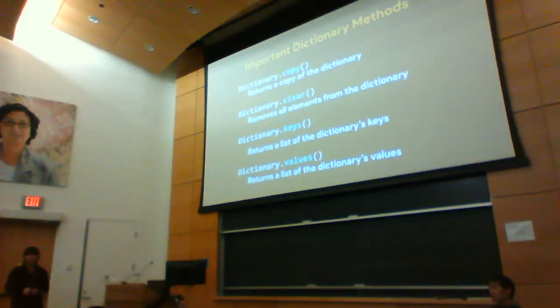What if you have repeat values? If you have keys with the same value, it'll show up. They're not unique. Oh yeah, that's right. The values are not unique. The keys are unique.